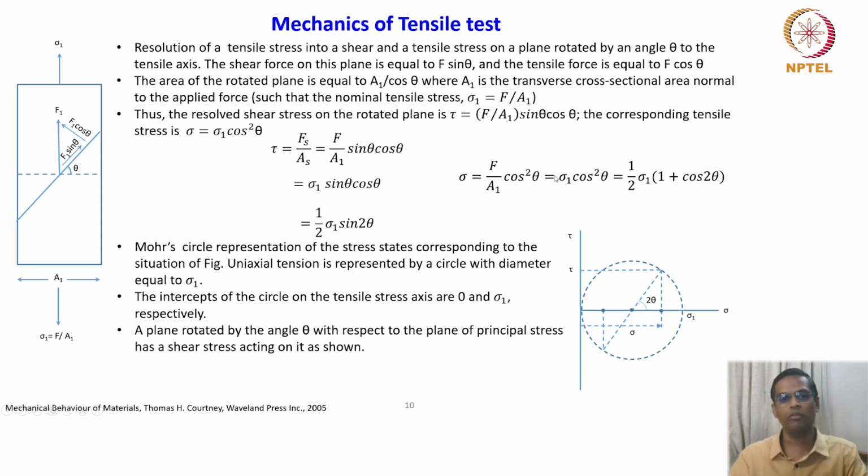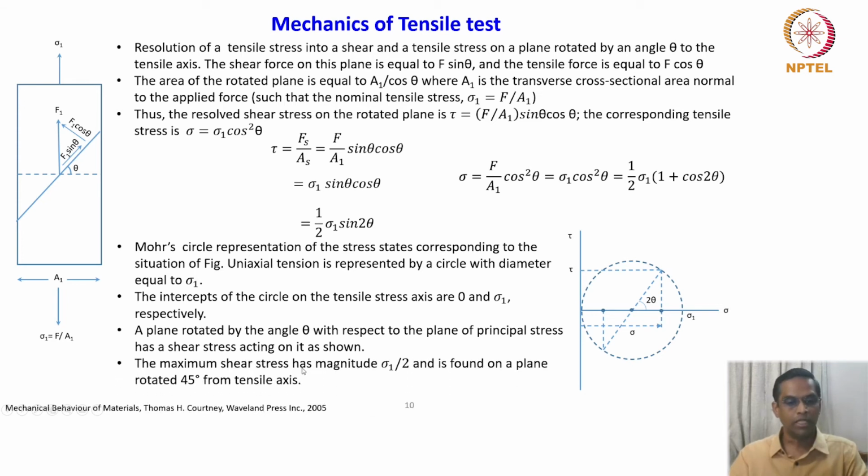So whatever we are now showing as the resolved shear stress and tensile stress can also be obtained by simply plotting on the Mohr circle here. So this is the corresponding shear stress and this is the corresponding tensile stress.